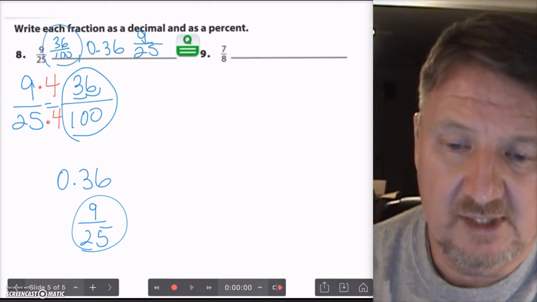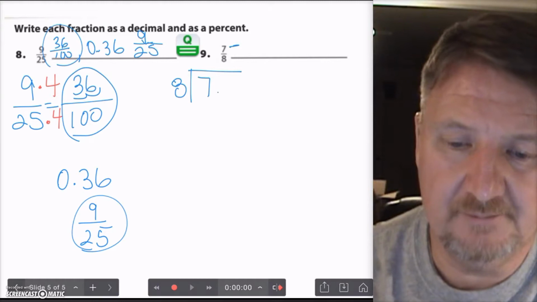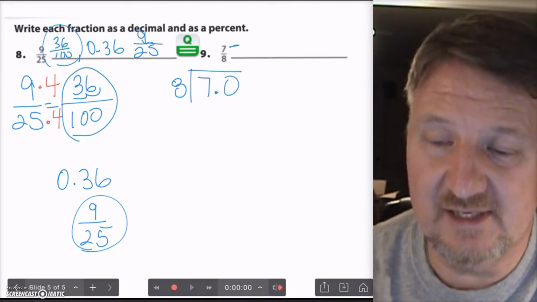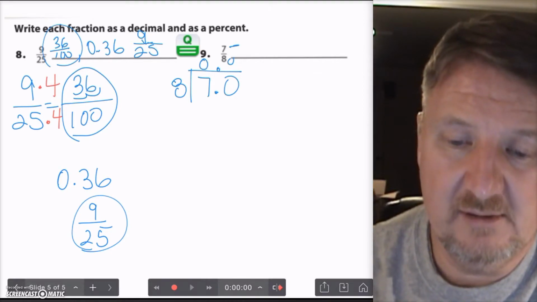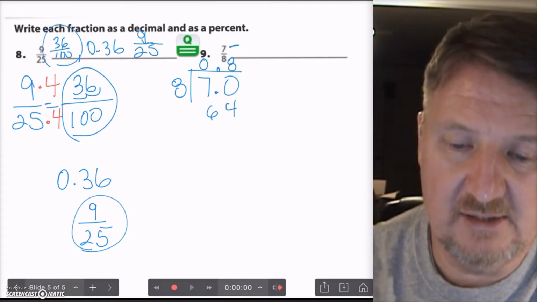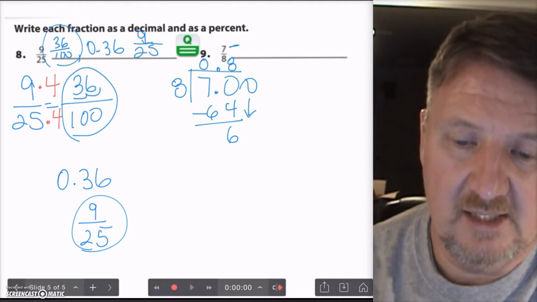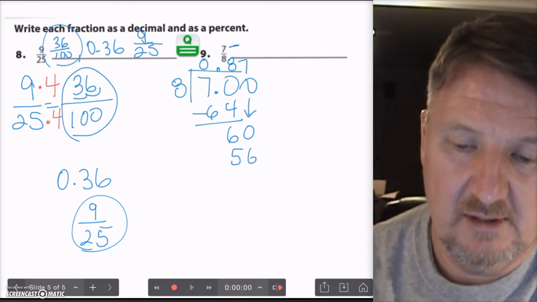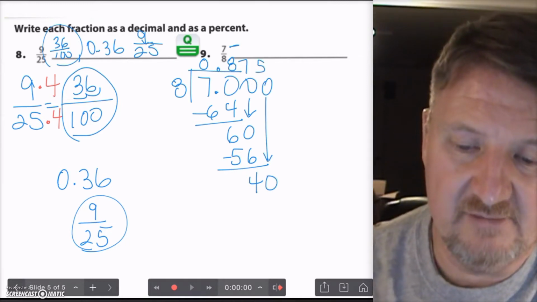Okay, so once again, top number goes on the inside, bottom number goes on the outside. I can't divide 8 into 7, so I have to turn it into a decimal. 8 won't go into 7, so I put a 0 there, and 8 will go into 70 8 times. 8 times 8 is 64. I subtract, I get a 6. Whoops, I got to bring the 0 down. 8 will go into 60 7 times. That's 56. I subtract, I get 4. Add another 0, bring it down. 8 will go into 40 5 times.